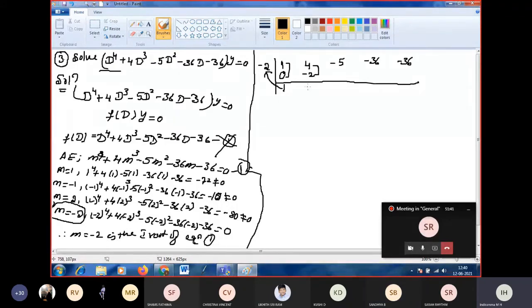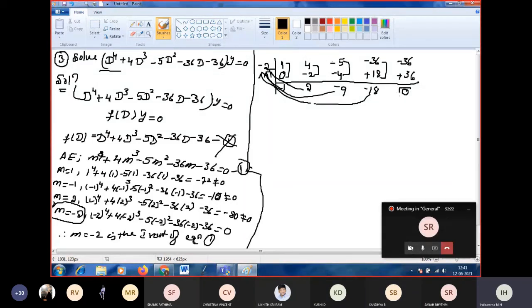4 minus 2 is what? 2. Then multiply these two. 2 into minus 2? Minus 4. Minus 4 minus 5? Minus 9. Minus 9 into minus 2? Plus 18, minus into minus is plus. Minus 36 plus 18? Minus 18. Minus 18 into minus 2? Plus 36. Minus 36 plus 36? 0.